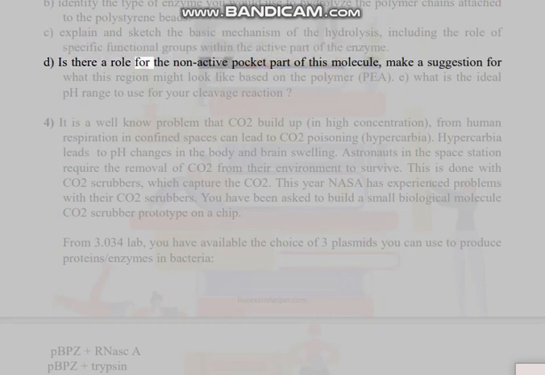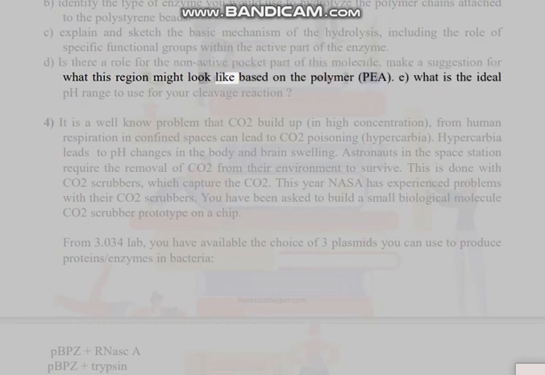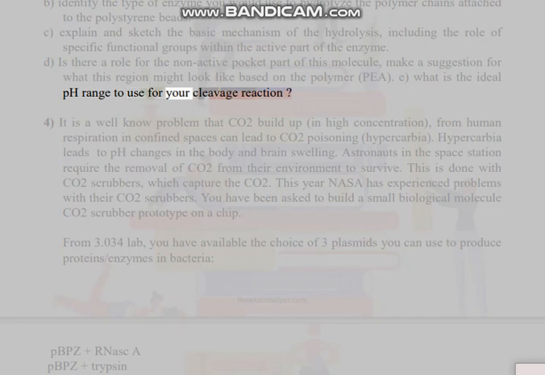D. Is there a role for the non-active pocket part of this molecule? Make a suggestion for what this region might look like based on the polymer. E. What is the ideal pH range to use for your cleavage reaction?